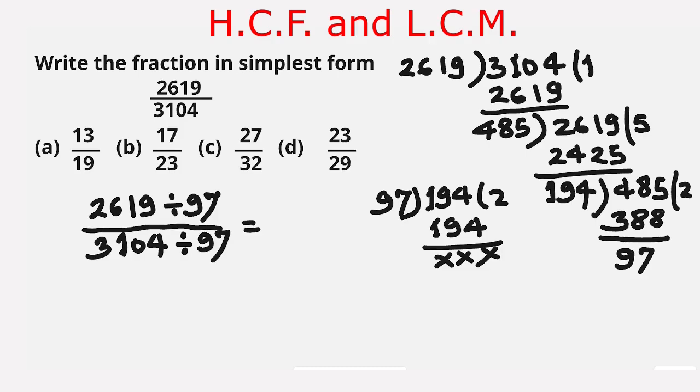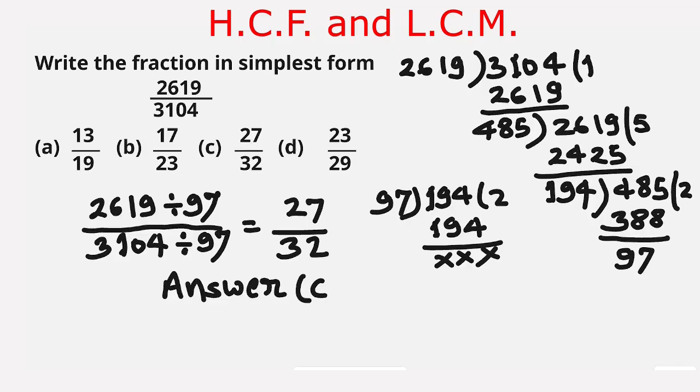2619 when divided by 97, we get 27, and 3104 when divided by 97, we get 32. Hence our answer is 27 upon 32. And from the given options, our answer is option C, 27 upon 32. I hope you have understood the method of solving such type of questions. We go to the next question.